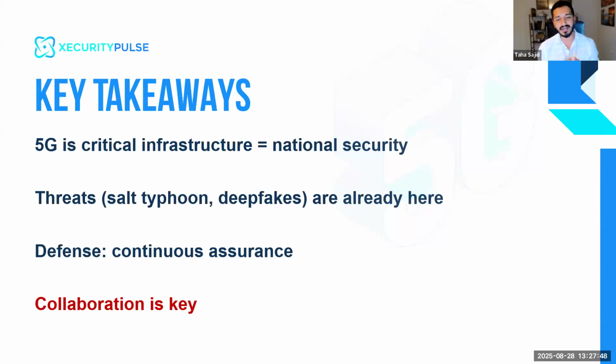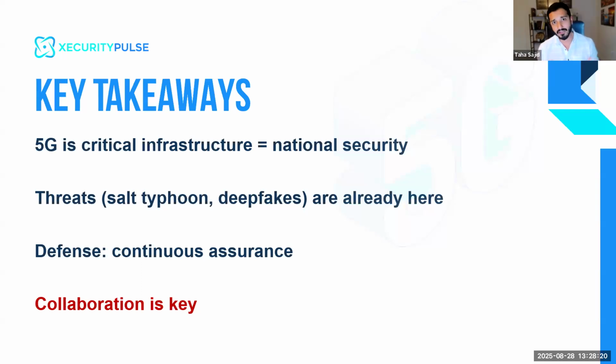Okay, and threats like Salt Typhoon and deepfakes are already here. We are not talking about 10 days or 10 years from now. It's happening right now. So we are constantly under attack, and if you visit the threat intelligence reports of CISA and DoD, you'll see new APTs coming in, and it is high time that we take telecom security seriously.